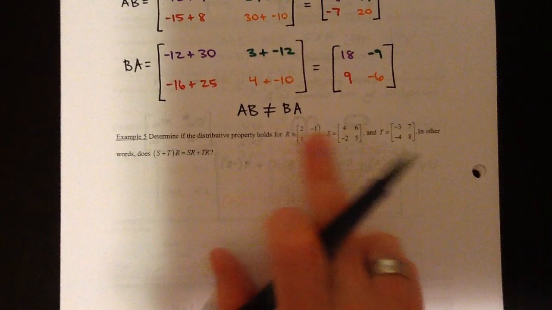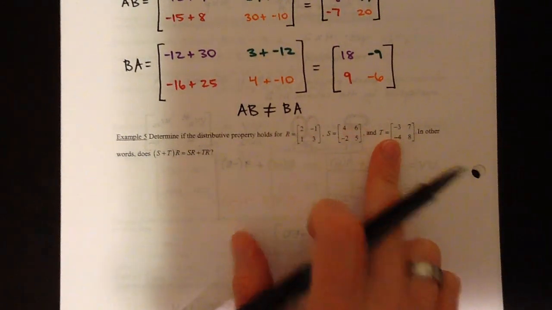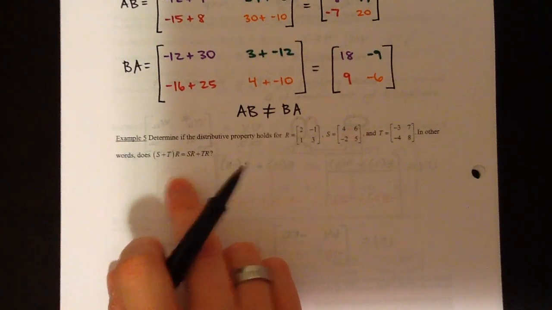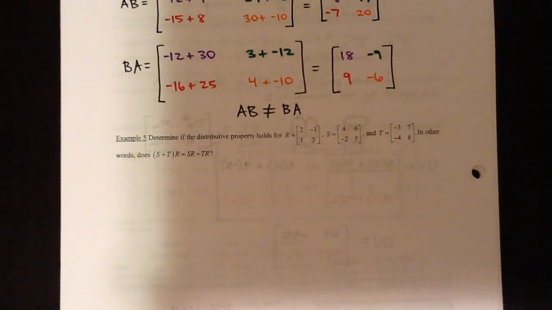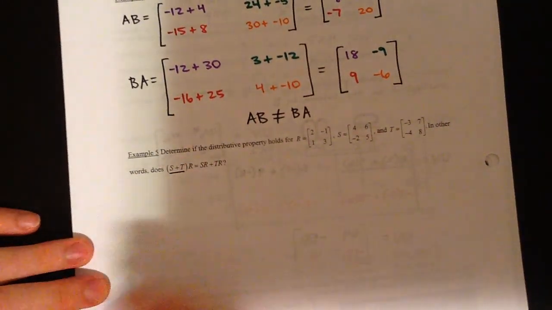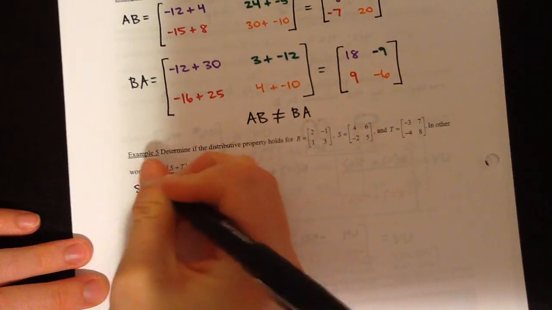All right, example 5, we're going to see if the distributive property holds. So we've got R, S, and T. We want to see if S plus T times R is the same as S times R plus T times R. So a little bit more matrix multiplication here just to practice. So with this one, order of operations says we start with S plus T. So let's start with S plus T.